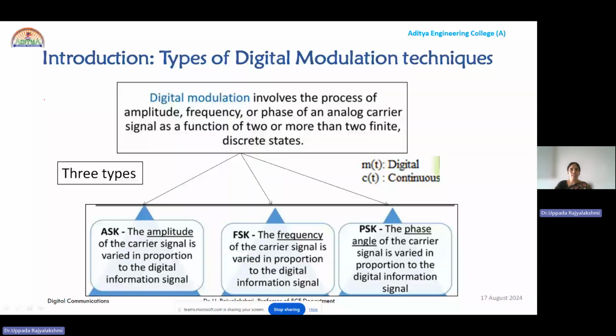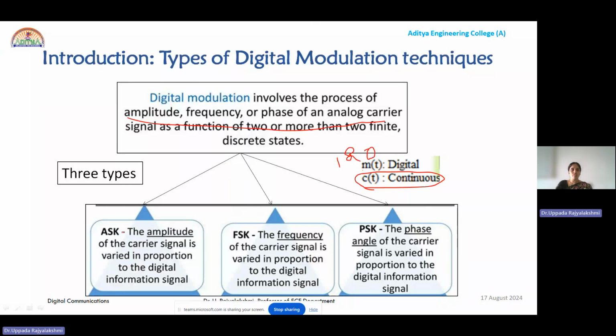And coming to the different types of digital modulation techniques, in digital modulation, we take the input message signal as digital, and the carrier signal we take as continuous. Because the carrier is continuous in nature, we can vary either the amplitude or the frequency or the phase of the carrier with respect to the amplitude levels of m(t). That may be either 1 or 0.